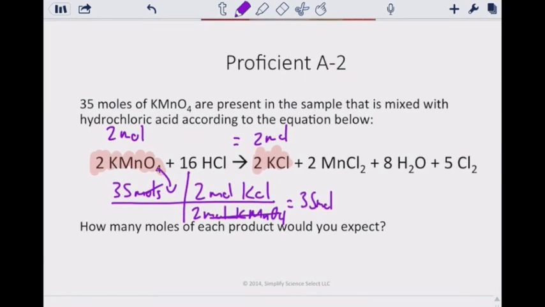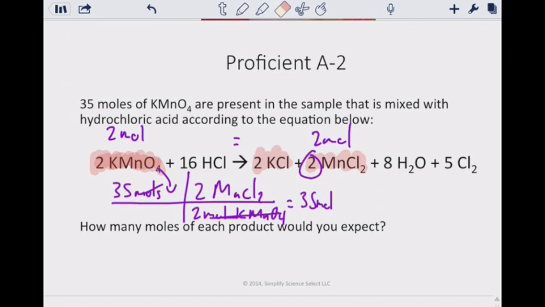Well, when we're doing this, the stoichiometry, or the dimensional analysis, it's the same for everything. So what's the ratio between potassium permanganate and manganese chloride? Well, the ratio between that is 2 moles equals 2 moles. So, when we're doing our stoichiometry, we set it up: 2 moles of potassium permanganate for every 2 moles of manganese chloride. Our answer will still be 35.